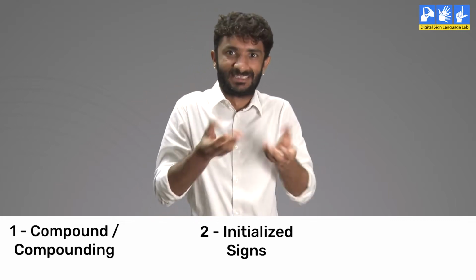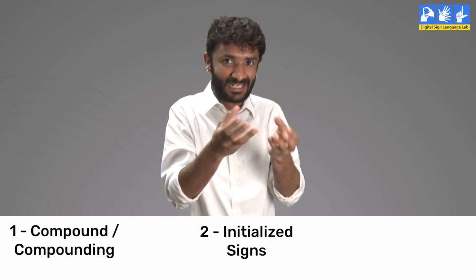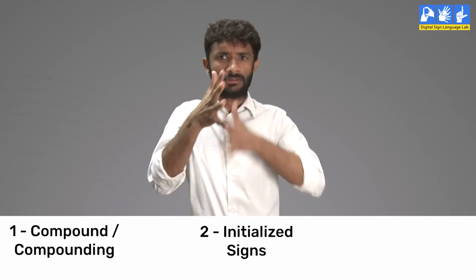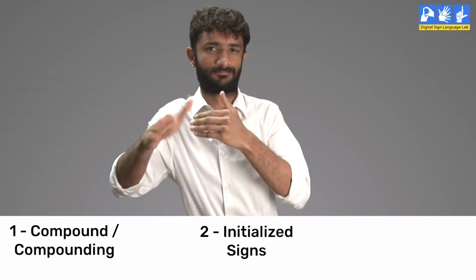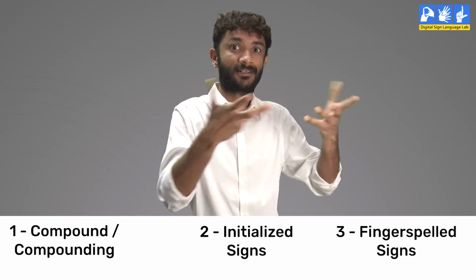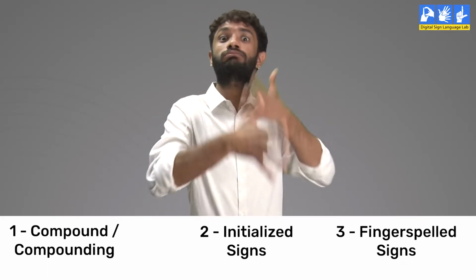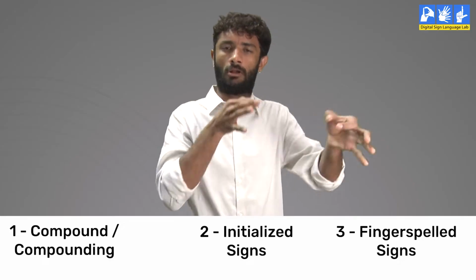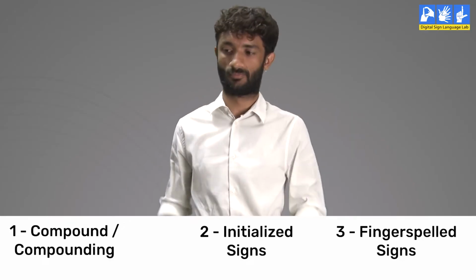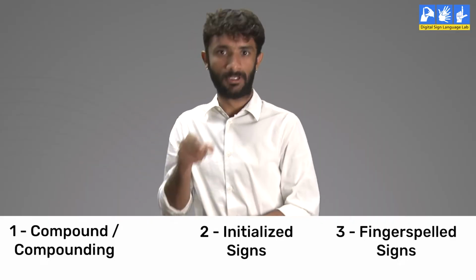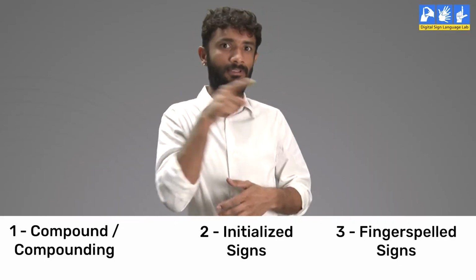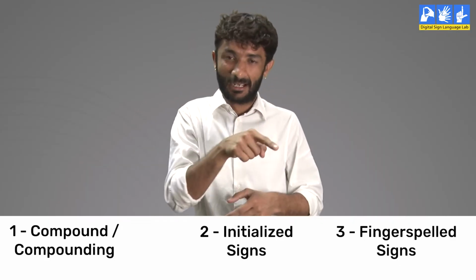Second, initialized sign. This refers to a sign that begins with the initial letter of a word and is followed by a sign. I'll explain this further later. Third, finger spelling. This is when spelling itself represents a sign. I'll explain this later too. Before we delve deeper into these three categories, let's understand their background to grasp the basic concept.